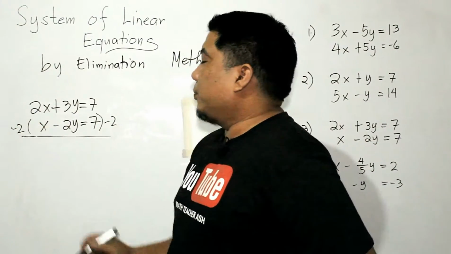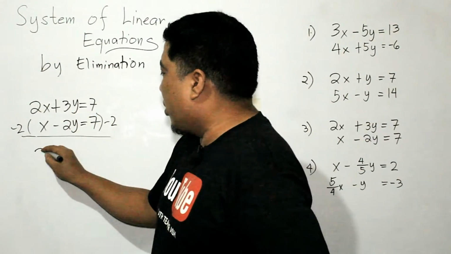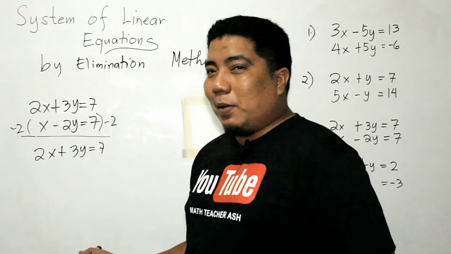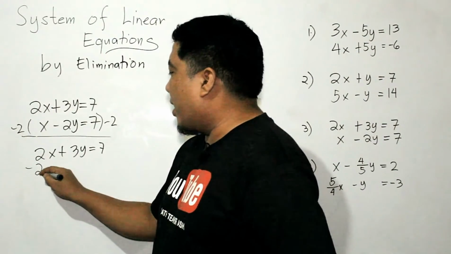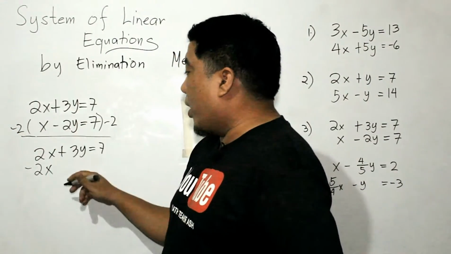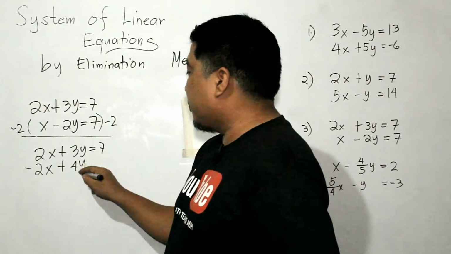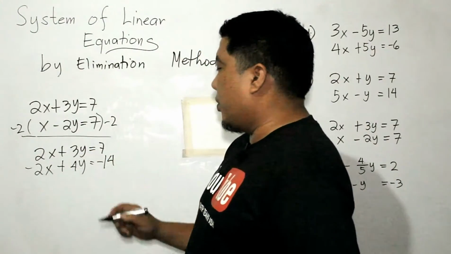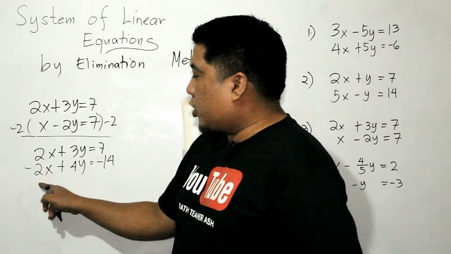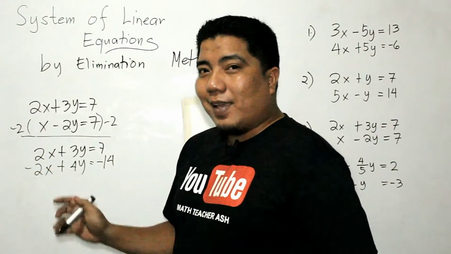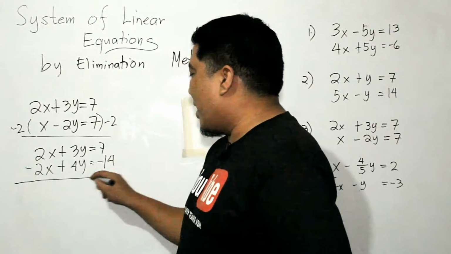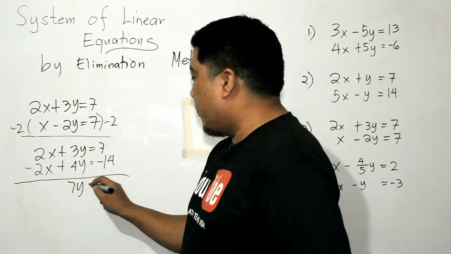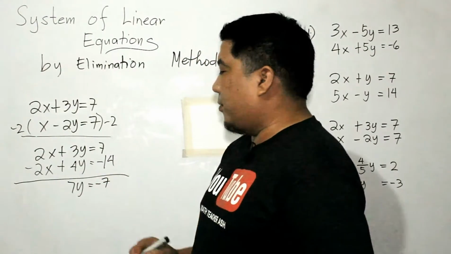So, let's just write first our first equation, okay? And by applying our distributive property, negative 2 times x will become negative 2x. Negative 2 times negative 2y will become positive 4y. Negative 2 times positive 7 will be negative 14. Now, as we can see here, these two terms can now be eliminated. So, we can now apply our elimination method. Adding them will give us 0. 3 plus 4, that is 7y. And adding this will give us negative 7.